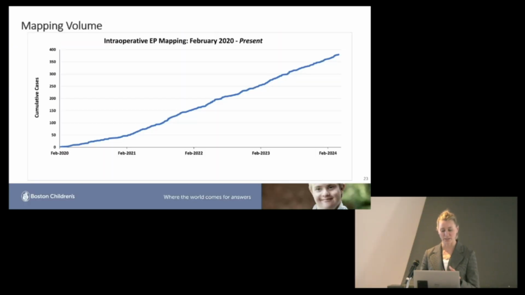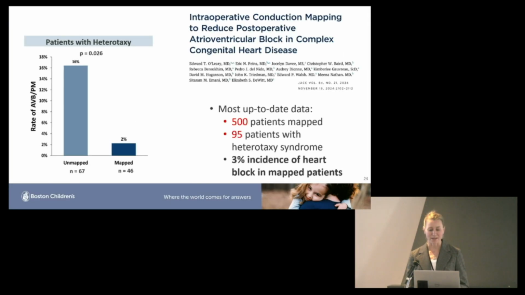This is a little bit out of date now, but this has really taken off and it's fair to say that pretty much every patient with heterotaxy who now comes to our center and is having work done near the AV valves or in that region will get mapped. We published the first 150 patients that we mapped in JACC last year.